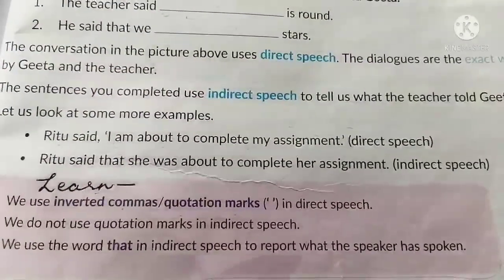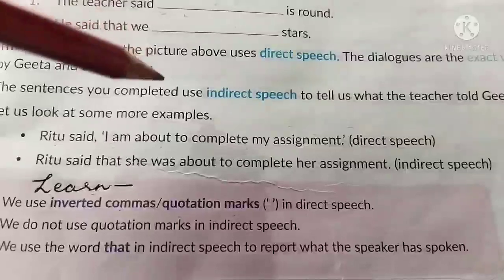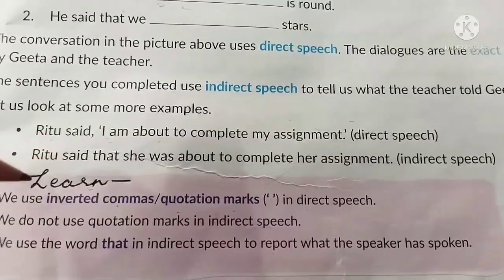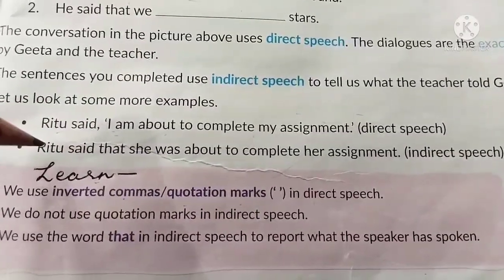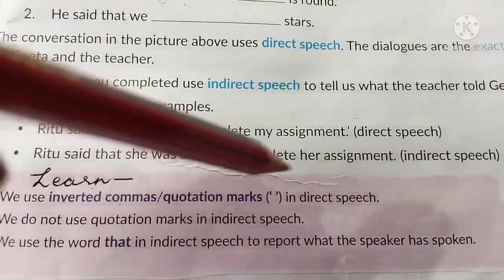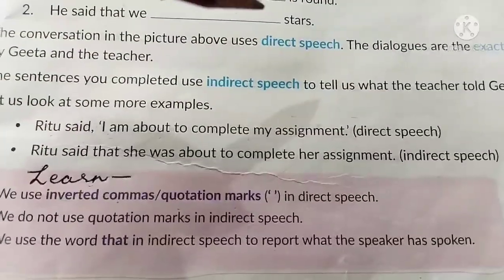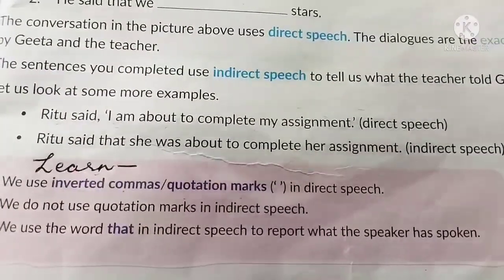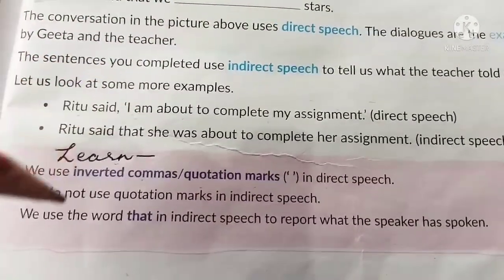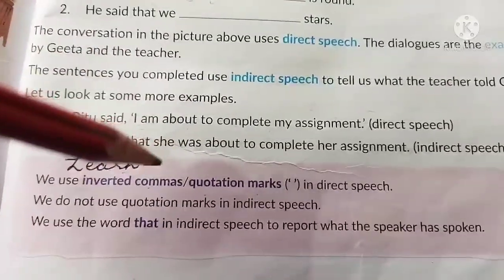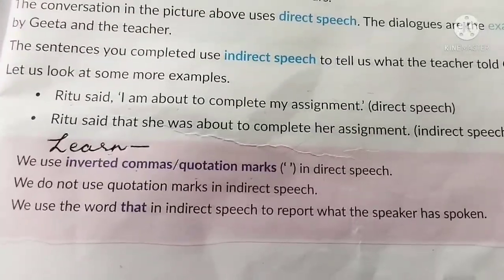When you are changing it into indirect speech, what do you have to do? You have to remove the comma and the inverted commas, and add the conjunction "that" here. It will become: Ritu said that she was about to complete her assignment. You can notice the quotation marks have been removed, and instead we are simply adding "that". So we do not use quotation marks in indirect speech, and we use the word "that" to report what the speaker has spoken.